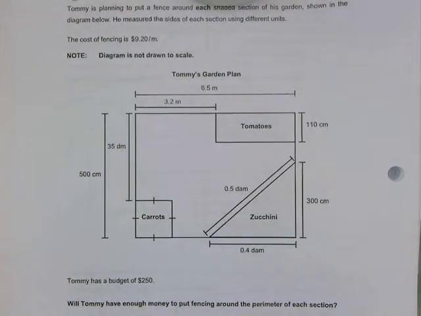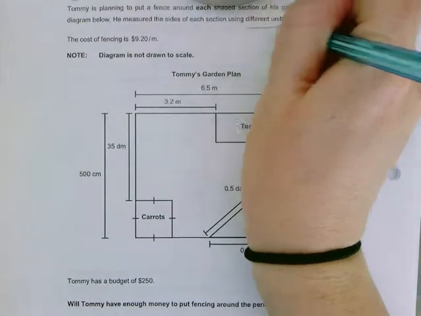Answer question in the grade 7 review package. So it says Tommy's planning to put a fence around each shaded section of his garden, shown in the diagram below. He measured the sides of each section using different units. That's really nice of them to tell you that it says different units.